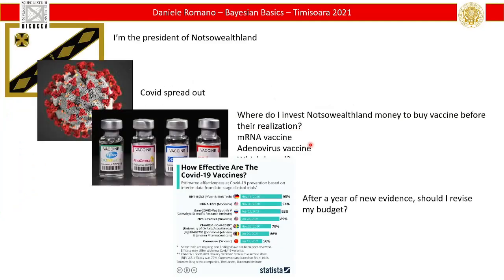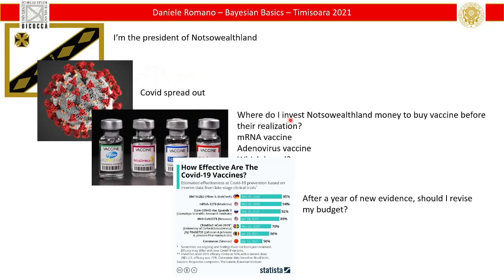So let's make an example. Oh, I didn't put the animation. Well, there's no animation, so I will do the animation. Let's pretend that I'm the president of this nation that is called not so well planned. So I have a limited amount of money, and the COVID spread out. Unfortunately, we don't need a lot of imagination for this.